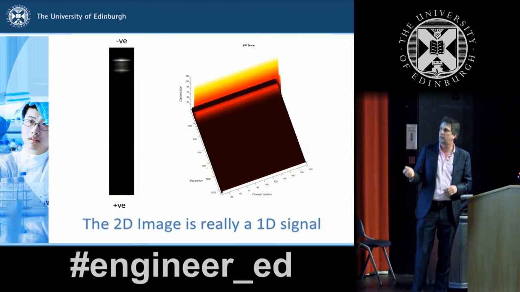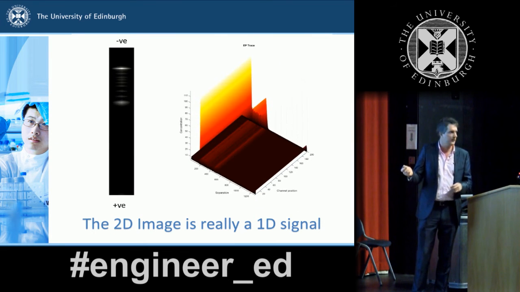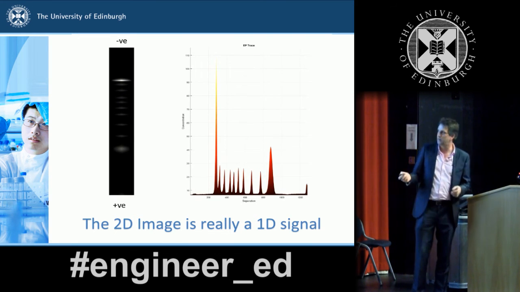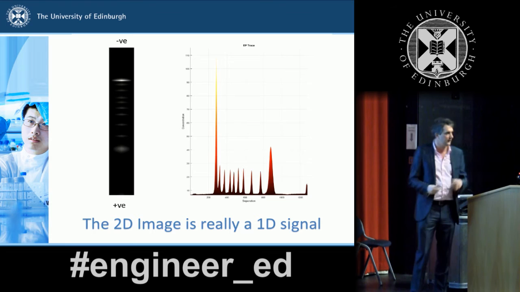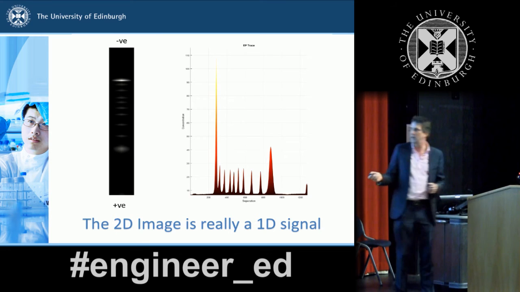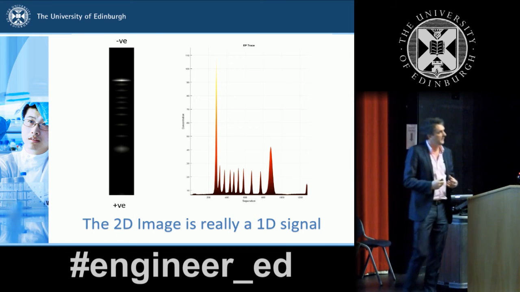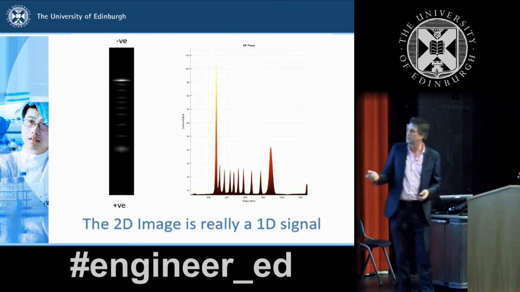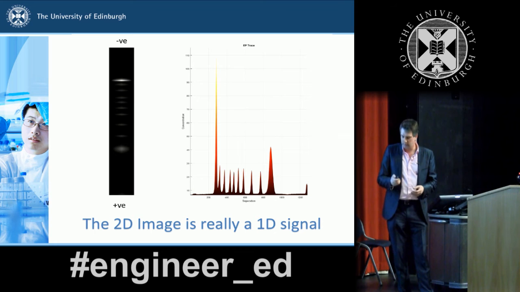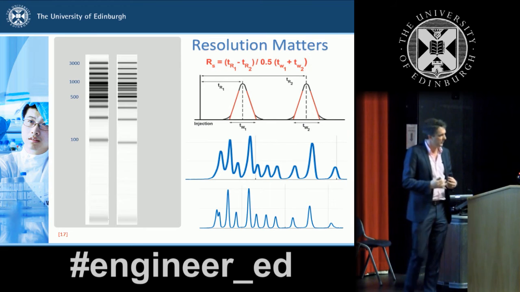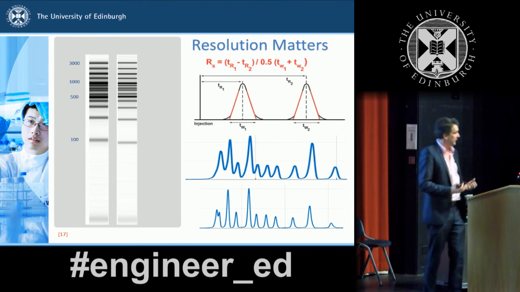Whilst I've shown you an image so far, in fact it's not really an image, it's a one-dimensional signal. I've just taken that image and spanned it around. So really your signal looks like this. It's a sequence of peaks, and this separation axis is really the size of a molecule. Small molecules are on the right, large molecules are on the left. The area under each of those peaks tells you how much of that particular molecule is there. That bit of information is important. The separation of those peaks is also important, and it's related to resolution.